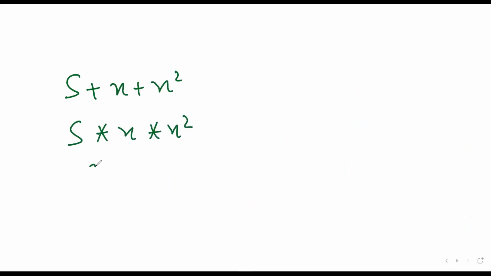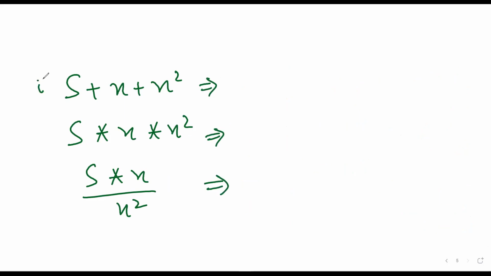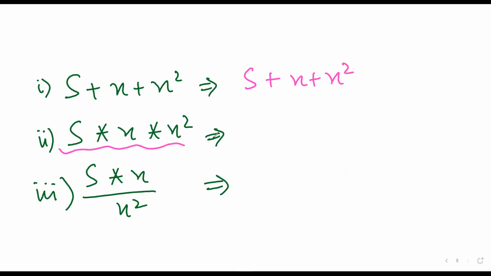Now I'll make another extension. 5 plus x plus x square, 5 into x square, 5 into x upon x square. Mr. Sarthak, what will be the answer for the first part? It will remain 5 plus x plus x square. Very nice. Mr. Satya, what will be the answer for this?